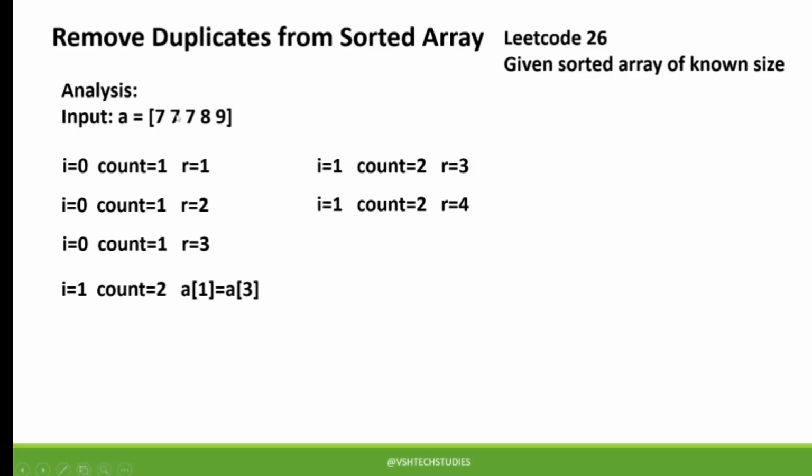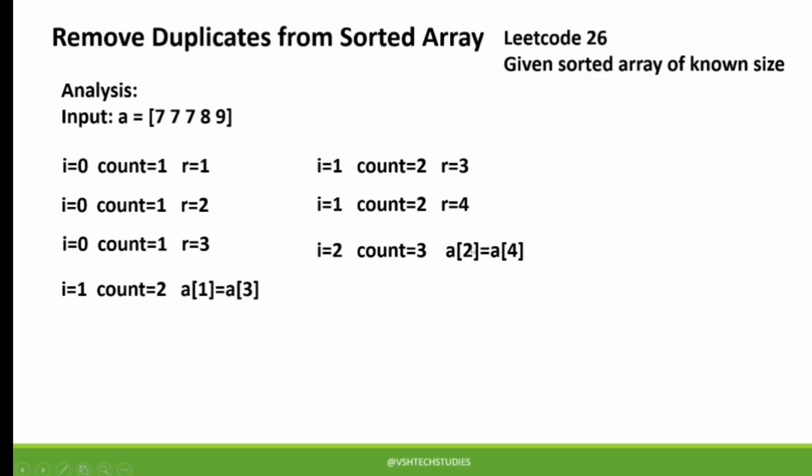So 9 and 8 will be different. So I will be incremented. So I is made 2. Then count 3 means this will be 7, 8, 9. So number of unique elements is 3. Then this must be copied here. So I is incremented. I was 1 here. I is incremented. So it is made 2.